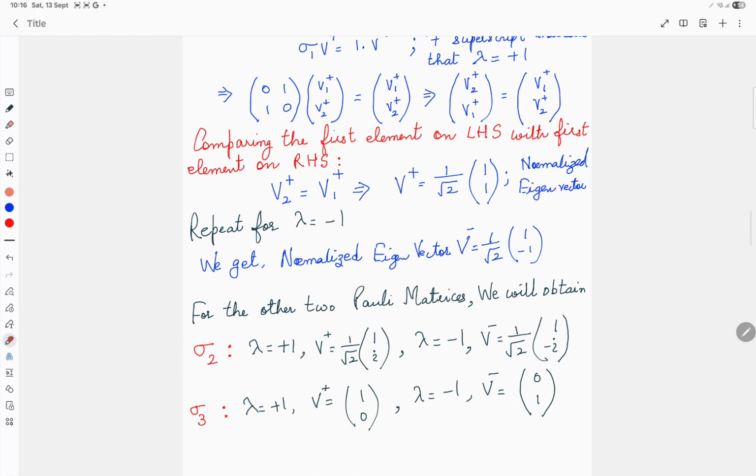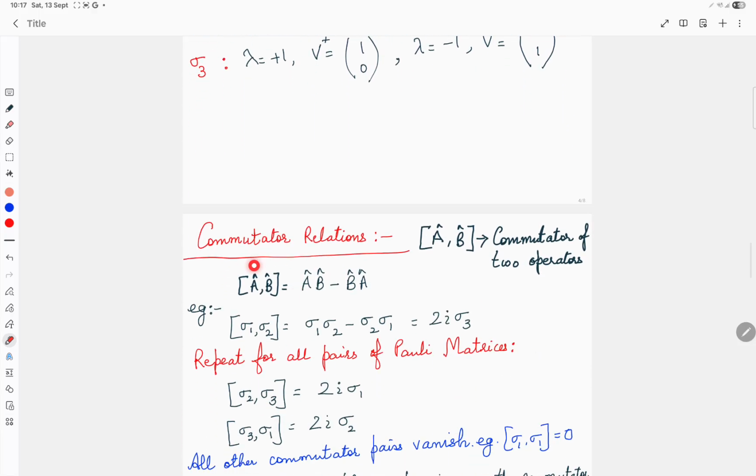For lambda equal to -1, which is the second eigenvalue, using the eigenvalue equation we can find out the normalized eigenvector for lambda equal to -1 also. We are representing it by V minus. So this is given by 1 over root 2 times this column vector. And for the other two Pauli matrices, we can repeat the same procedure. All the Pauli matrices have the eigenvalues +1 and -1, and correspondingly we can find out the eigenvectors for all three Pauli matrices.